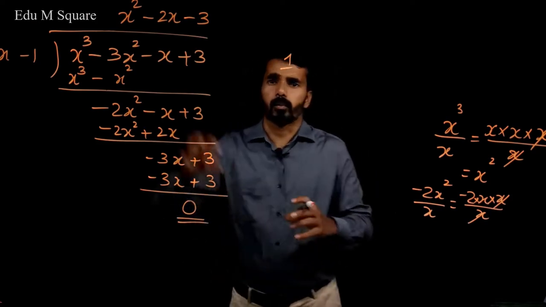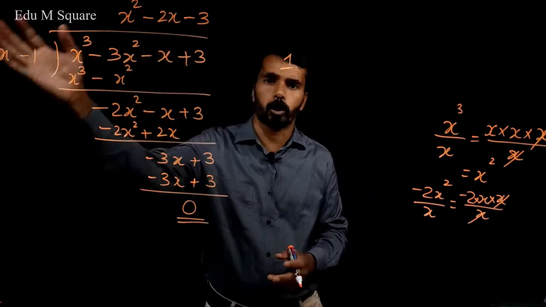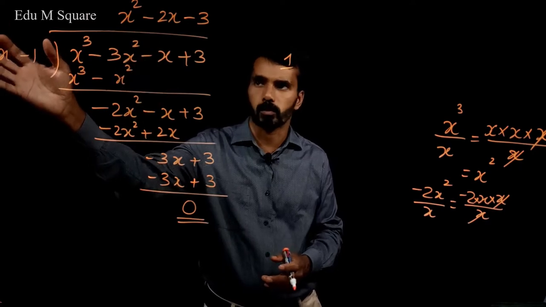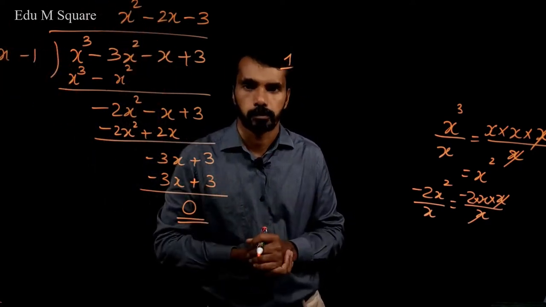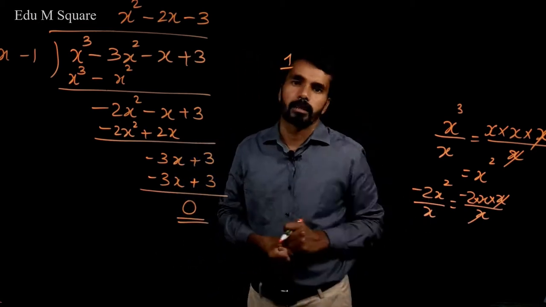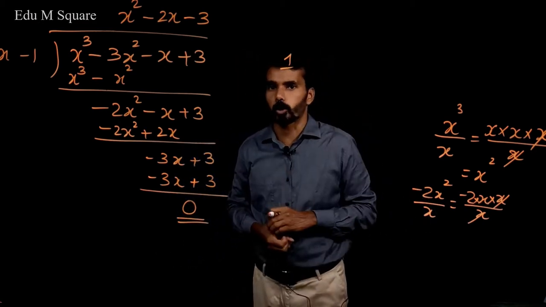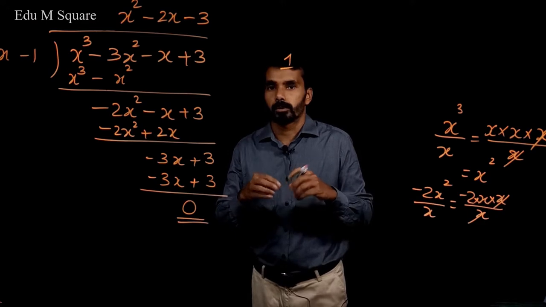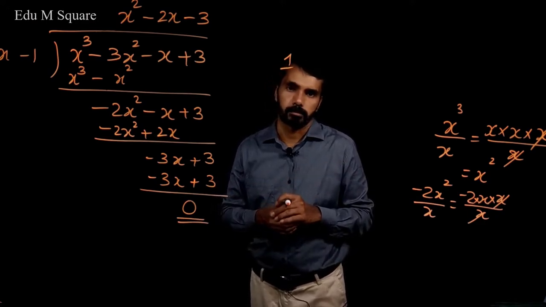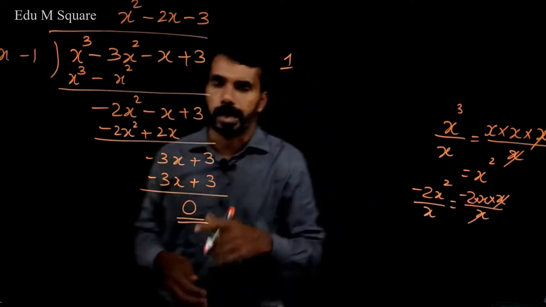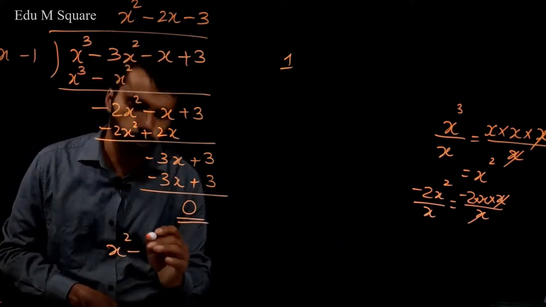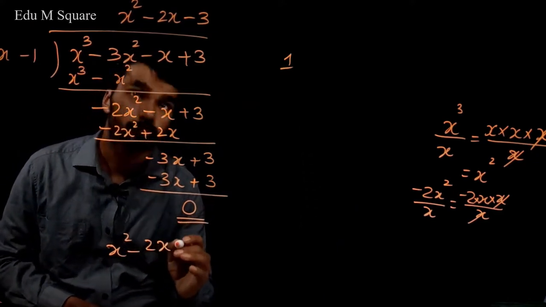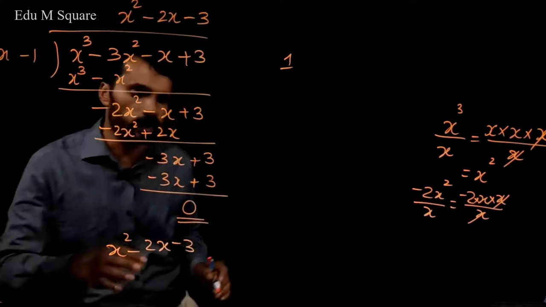Okay. So by dividing this cubic polynomial by the linear polynomial x minus 1, we get the quotient x square minus 2x minus 3. That quotient is a quadratic polynomial, so let us factorize it. Now we factorize x square minus 2x minus 3.